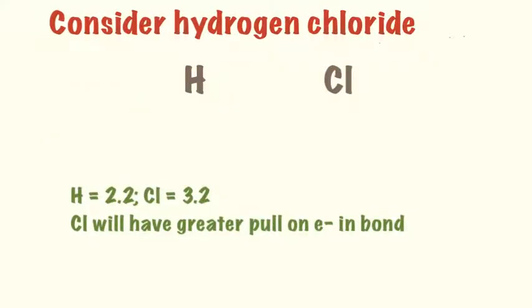Alright, how about we consider hydrogen chloride as our example? I've got the two atoms here, and what I've done is I've looked at Table 8 in our data booklet, which tells us that the electronegativity of hydrogen is 2.2 and the electronegativity of chlorine is 3.2, which gives us a difference of 1.0. Now, according to our scale, we just saw that would make it a polar bond.